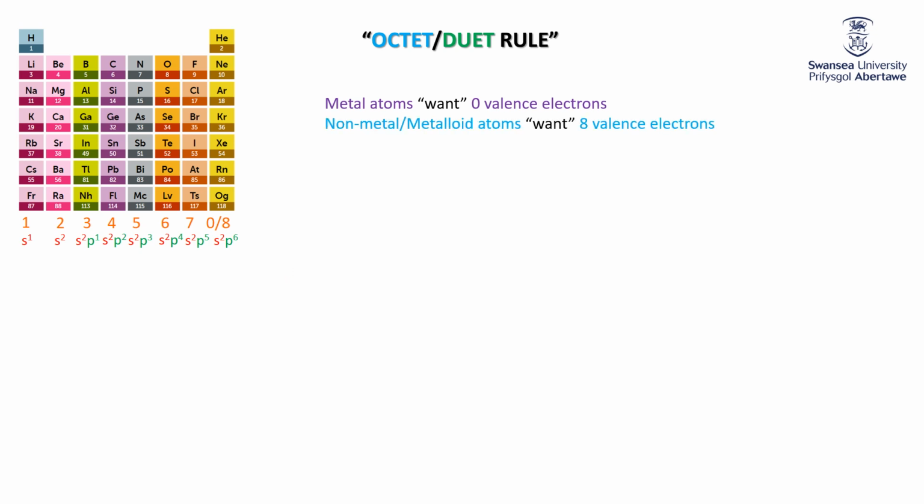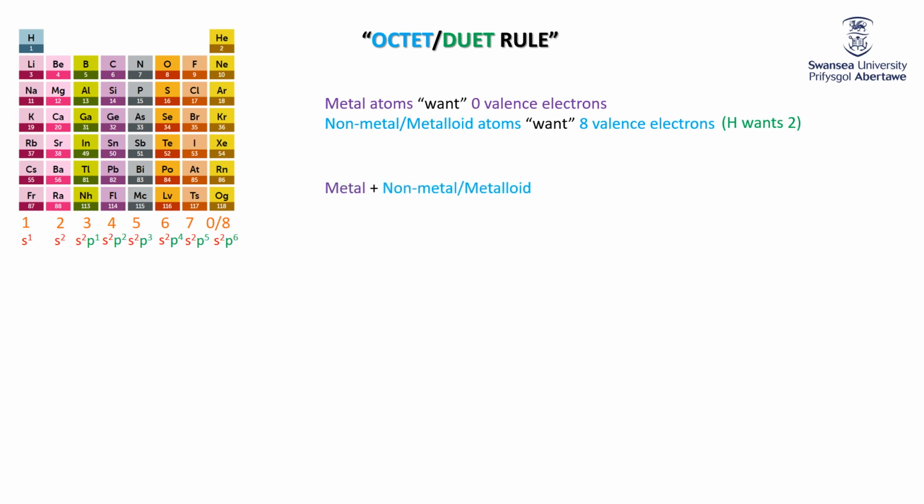The octet part comes for non-metal and metalloid atoms, which want 8 valence electrons, and we applied that idea when we saw that, for example, the halogens gained 1 electron to become a 1- anion, giving them from 7 to 8 valence electrons. The duet part is poor old silly hydrogen, which can't count as far as 8 and only wants 2 valence electrons, and of course if we look here, that's because hydrogen has 1 valence electron. One more will take it up to being helium.